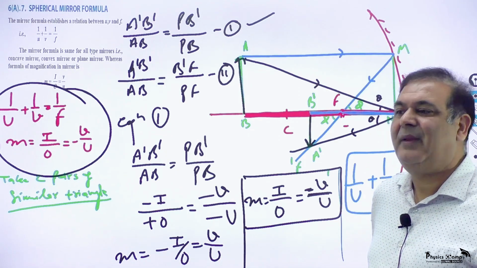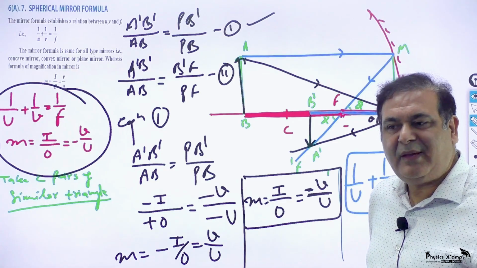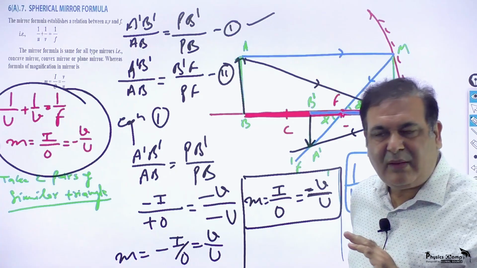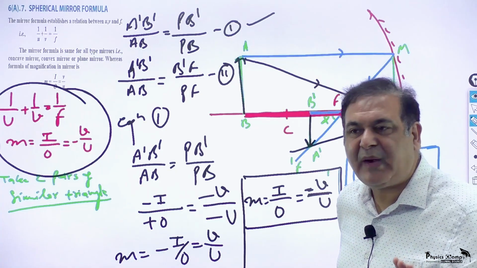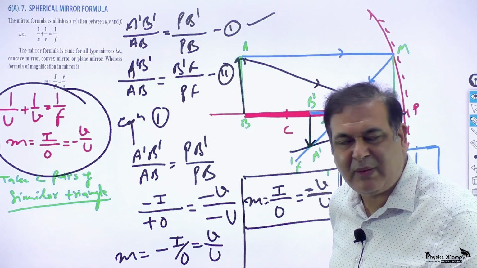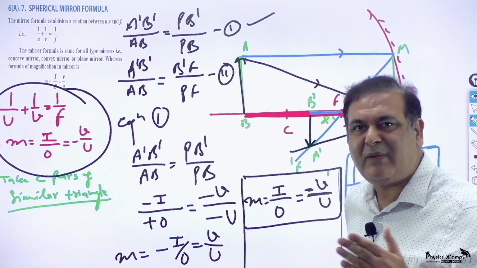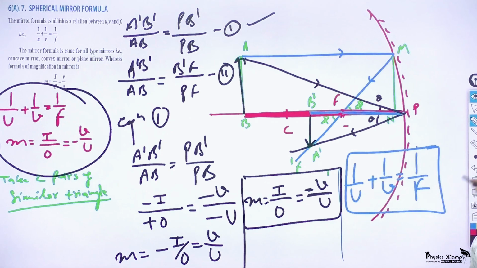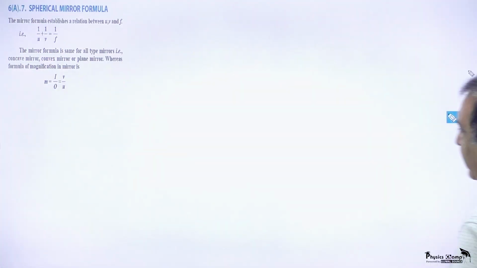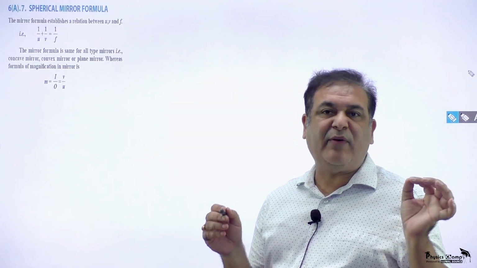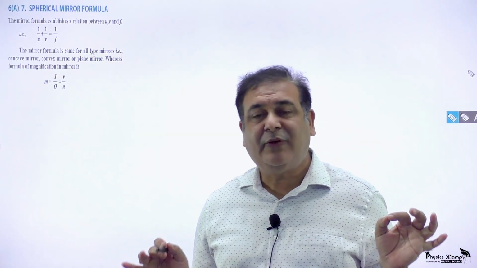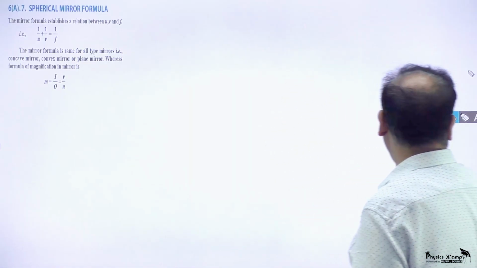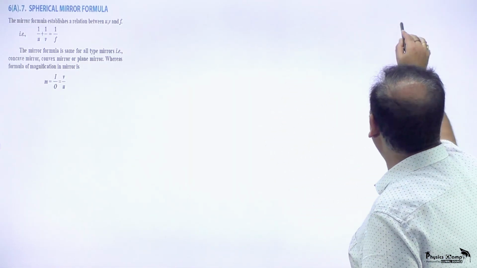Now let's take the case of a convex mirror. It is just for your confirmation that the formula remains the same irrespective of real image, virtual image, concave mirror, convex mirror. The mirror formula is the same. So let's take the second case, the mirror formula in case of a convex mirror. The result should be the same, 1 by u plus 1 by v is equal to 1 by f. In case of a convex mirror, the only thing is you have a virtual image.